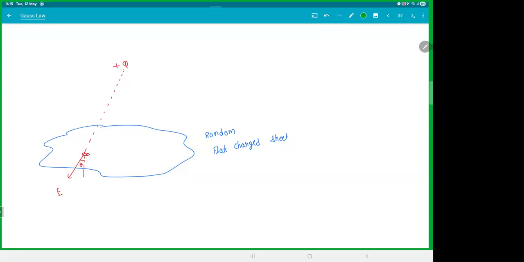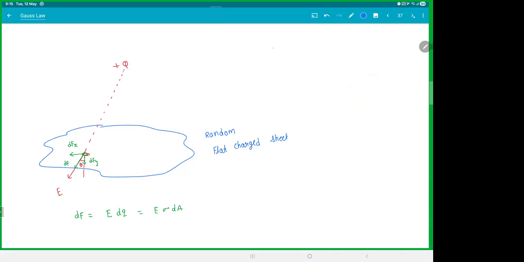On this small piece, you will have two components of force. This will be dFx and this will be dFy. And the net force will be dF in this direction. The net force dF will be simply the field E, which I don't know, into dq. And dq is nothing but sigma into dA. This is the force acting on this.